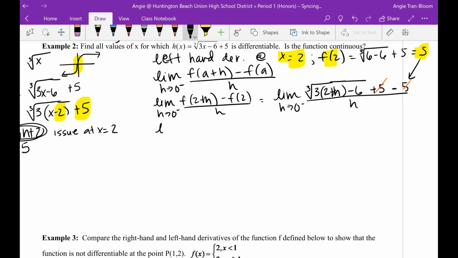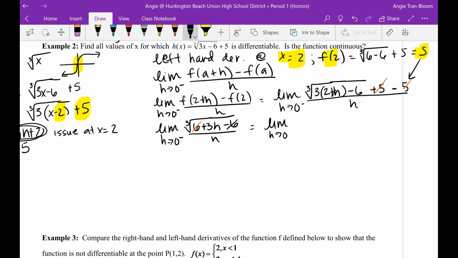So now you are going to end up with the limit as h approaches 0 from the left. I'm going to see what's happening. So slowly distribute. Well, here we go. 3 times 2 is 6, plus 3h, minus 6, this is all under the radical. I'm sorry, this is a plus. And then those 6 are going to cancel. So what you do end up with is the limit as h approaches 0 from the left of the third root of 3h divided by h. That's all I have left.